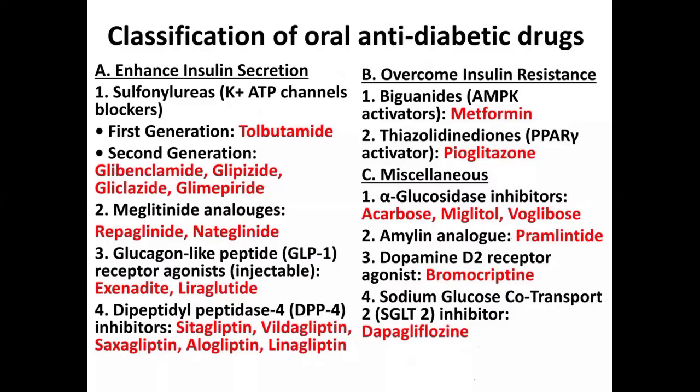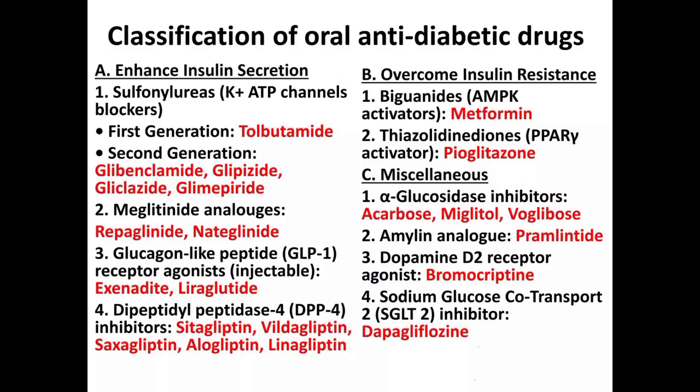First is sulfonylureas, that is potassium ATP channel blockers. They are under sulfonylurea first generation and second generation. First generation sulfonylureas include tolbutamide. Second generation sulfonylureas include glibenclamide, glipizide, gliclazide, glimepiride.